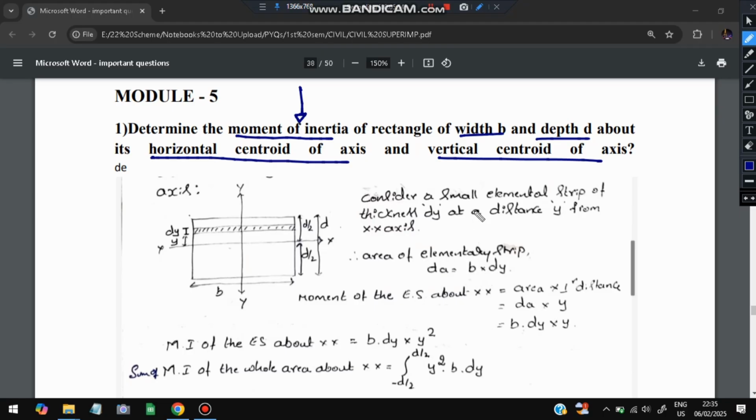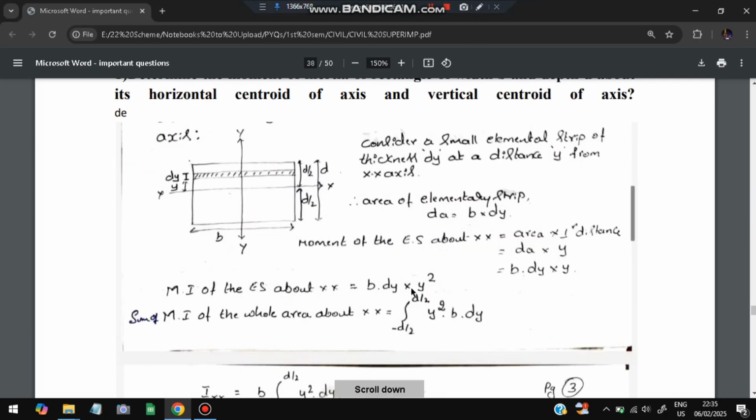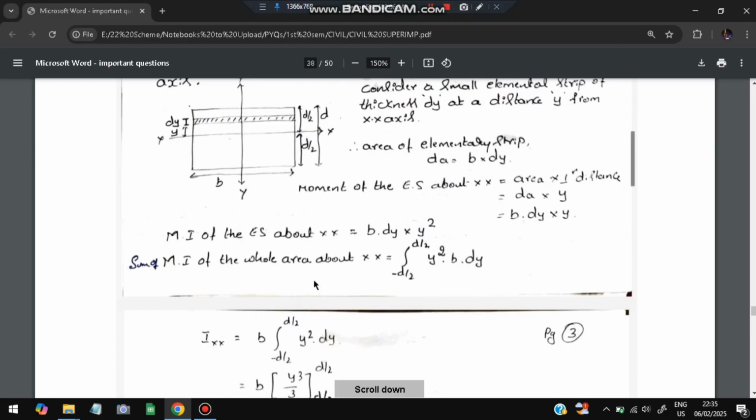Okay. So consider a small area. This is the strip area. Find out the area of it. dA will be b into dy. The moment of the elementary strip about the x-axis will be equal to area into distance. That will be dA into y, which is b dy into y. Then next we'll calculate the moment of inertia about the x-axis. Moment of inertia will be the area into y square, where y is the distance. We have to take the square if we are calculating the moment of inertia. Now we have the moment and the moment of inertia also. We will find the summation over the whole area. How will we sum over the whole area?